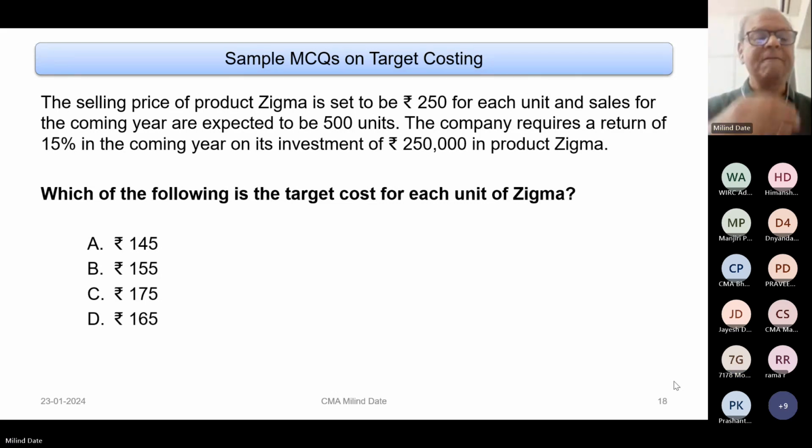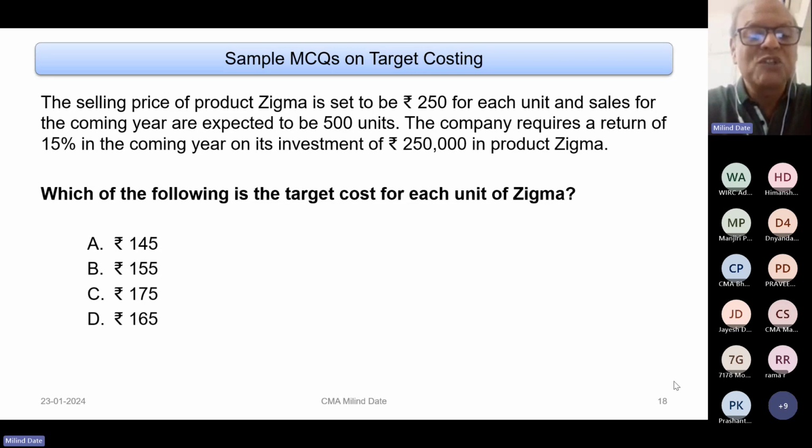Thank you. So yes, the total investment is 250,000, with a 15% return thereon. That means the total yearly return will be 37,500. We are going to produce 500 units. So the profit per unit expected will be 37,500 divided by 500, which is 75. So the profit per unit expected is 75.